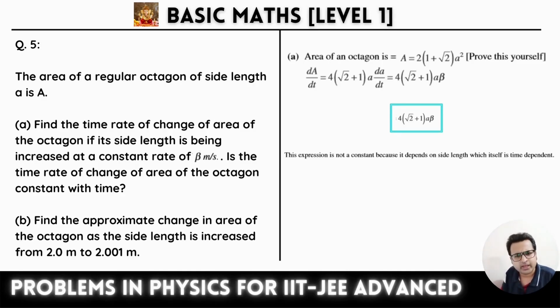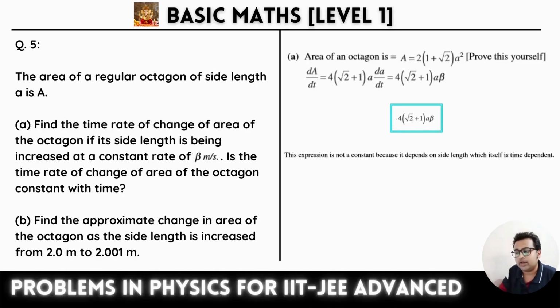So once you have the area, you have to calculate the rate of change. Whenever we talk about rate, it is the change of any quantity with respect to time. Here we have to calculate the rate of change of area, so the change of area with respect to time, dA by dt. In this equation you can very easily do dA by dt. You will get 4 times (root 2 plus 1) a da by dt. This is very easy.